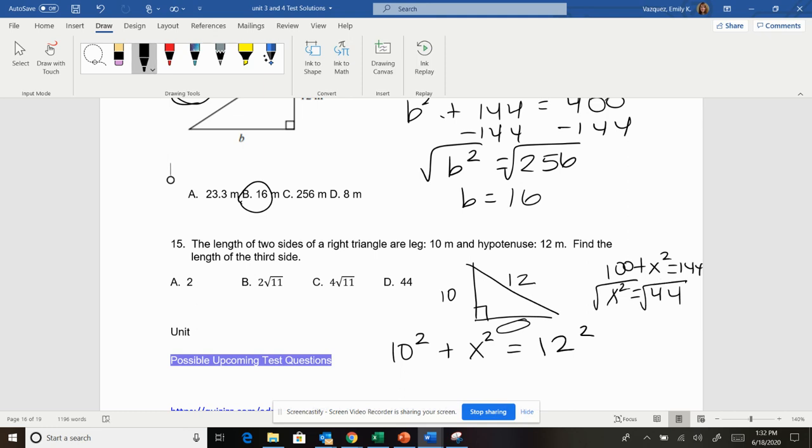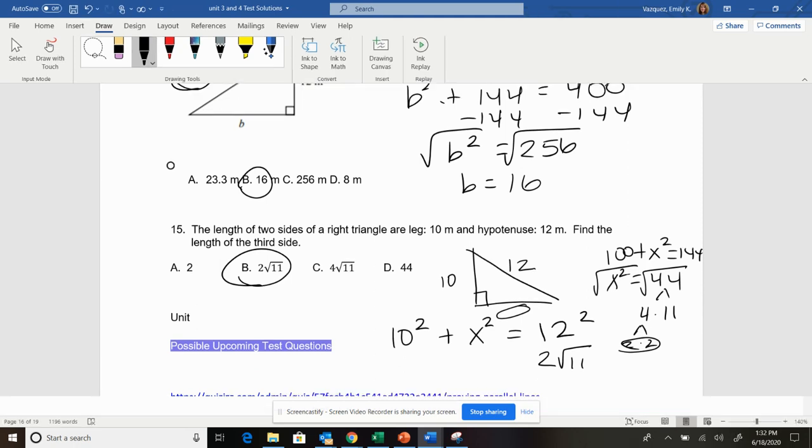Now I'm not able to have the square root of 44, so this is when your review of radicals is important. So that would be 4 times 11, and 4 can be broken down to 2 times 2. And then I'm going to do my groups. So I have one group of 2's here, and my 11 is going to be left over. So 2 square root of 11 is the correct answer. That was for your unit 3 and 4 test.